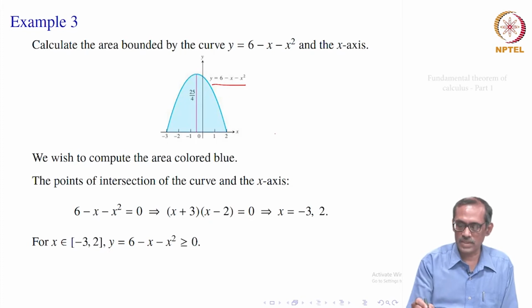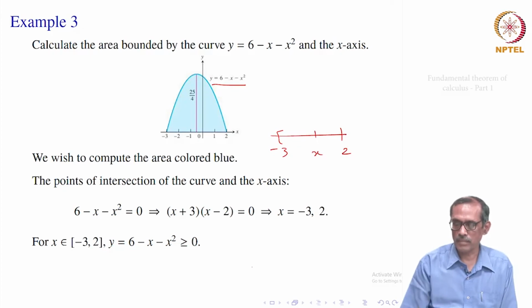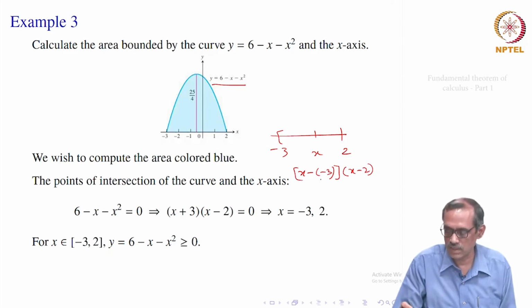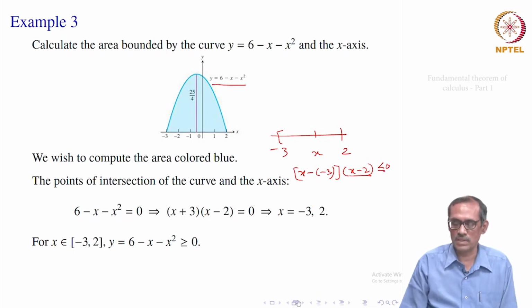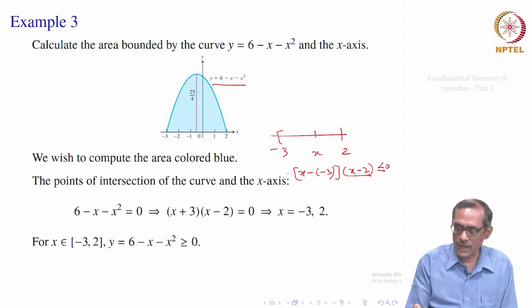So, let us take any point x between minus 3 to 2. Then you see that x minus (minus 3) is positive, since x is bigger, and x minus 2 is negative, since x is smaller than 2. So, that means the whole product is negative, maybe equal to 0 at those 2 points. So, our curve is minus of this thing, so that should be greater than or equal to 0.